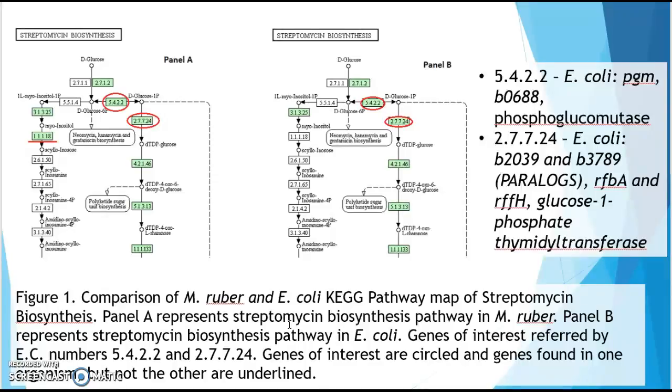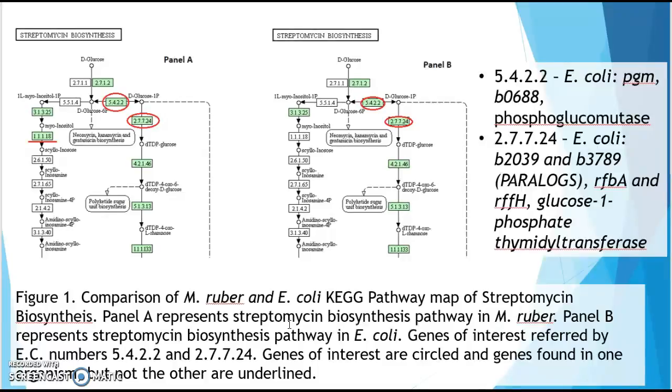5.4.2.2 represents the protein phosphoglucomutase. Phosphoglucomutase converts D-glucose-6-P, otherwise known as D-glucopyranose 6-phosphate, to D-glucose-1-P, also known as alpha-D-glucopyranose 1-phosphate. EC number 2.7.7.24 represents the protein glucose-1-phosphate thymidylyltransferase. This protein converts glucose-1-P to dTDP-glucose, otherwise known as dTDP-alpha-D-glucose.